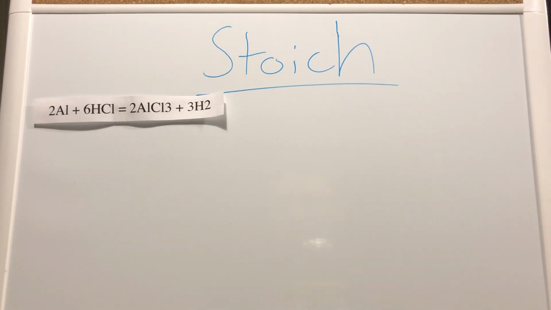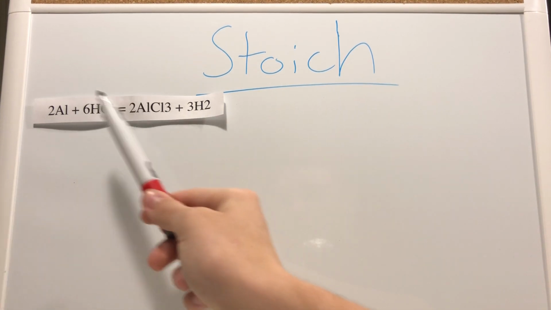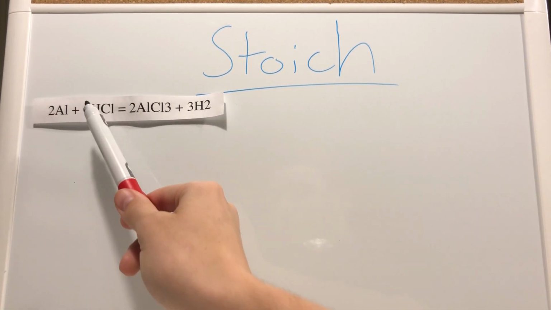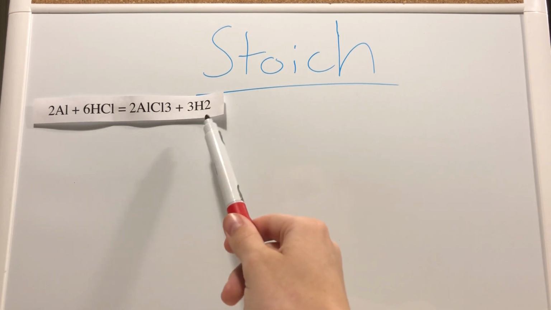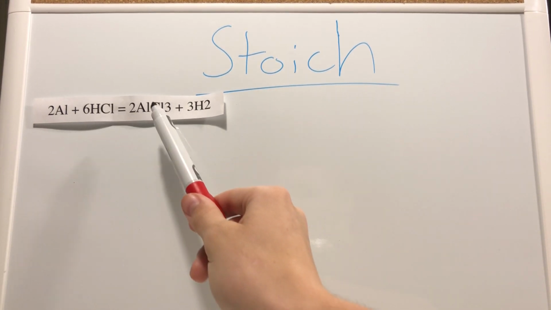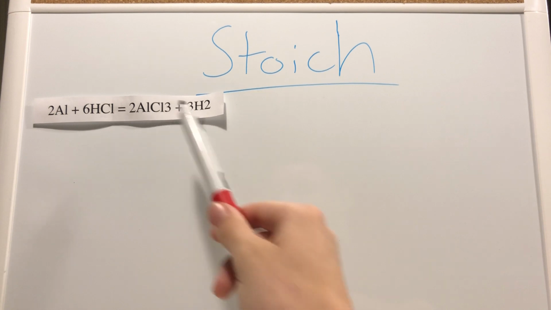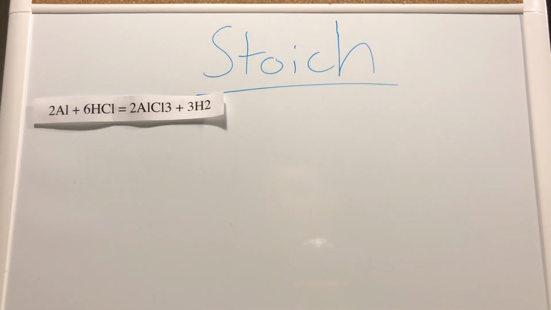So the reaction has been balanced. In this case, it has been. You have 2 aluminum on each side. You have 6 hydrogen on each side. And then you have 6 chlorine on both sides.